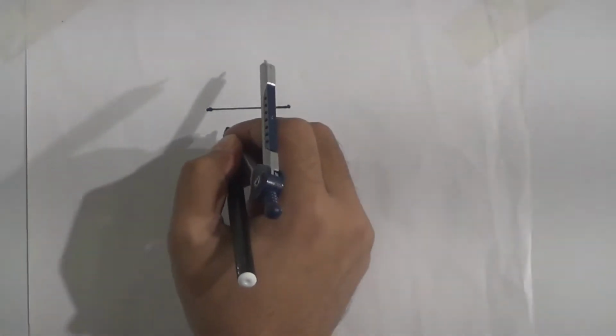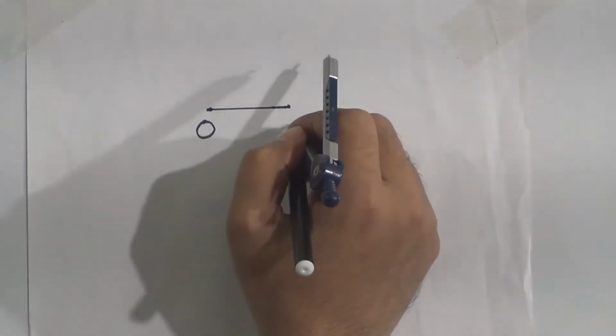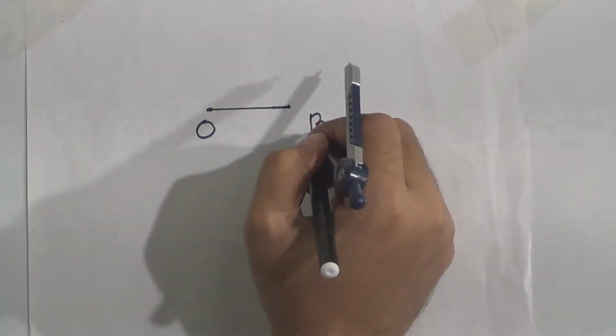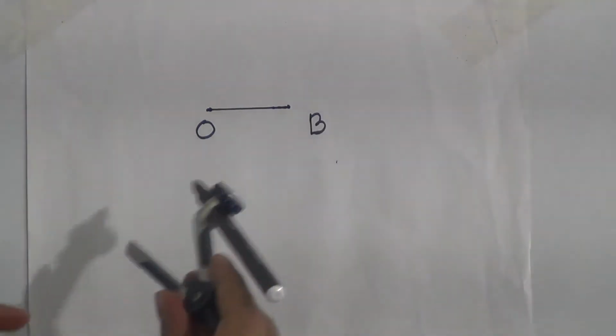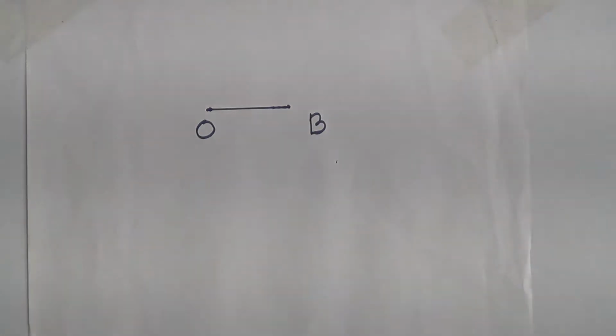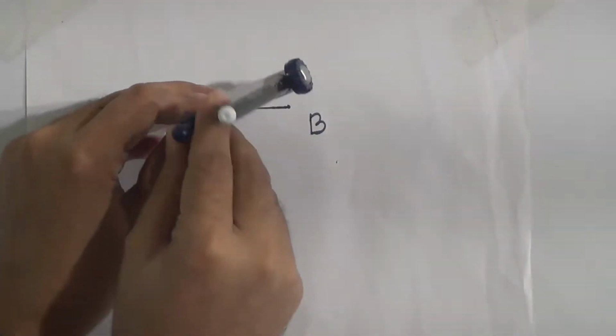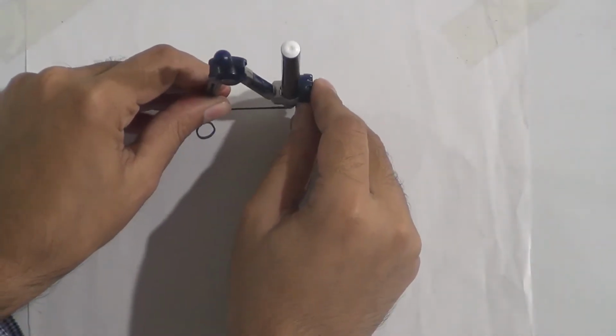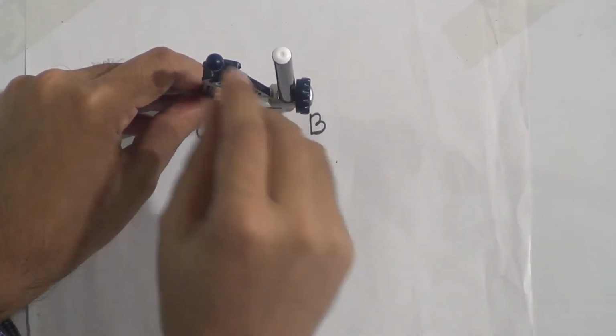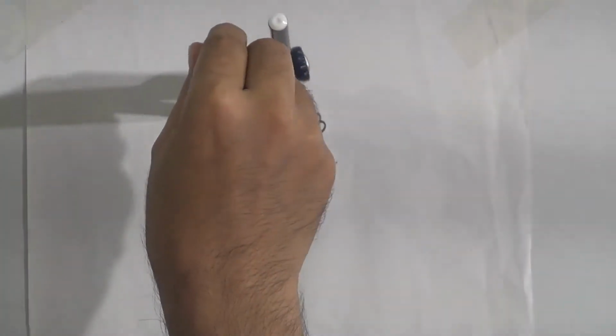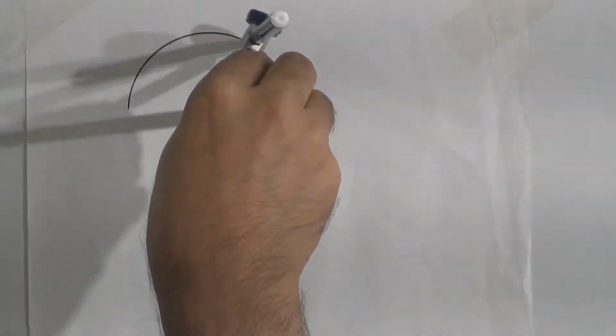Students, to draw the circle, at first consider this is point O, this is B. Now OB is the radius. OB is the radius whose length is 35 millimeter or 3.5 centimeter. Okay, now consider O as the center, take the length equal to OB and draw an arc. Draw the circle.